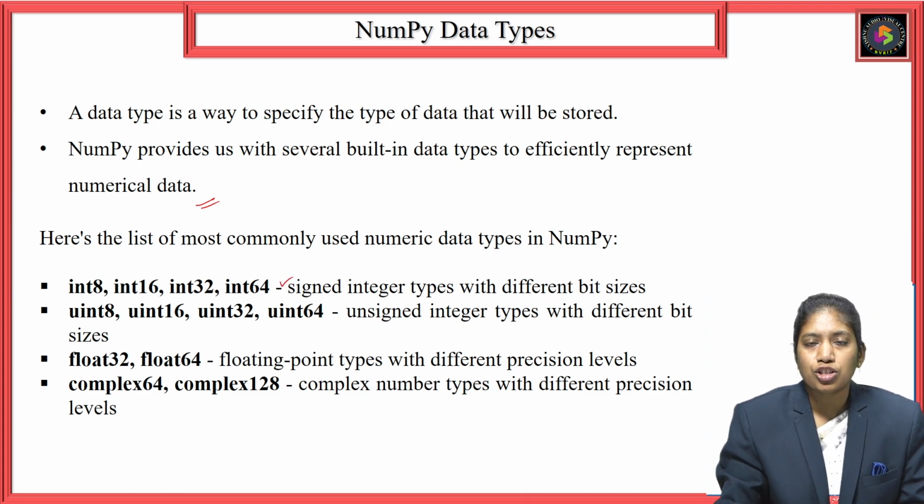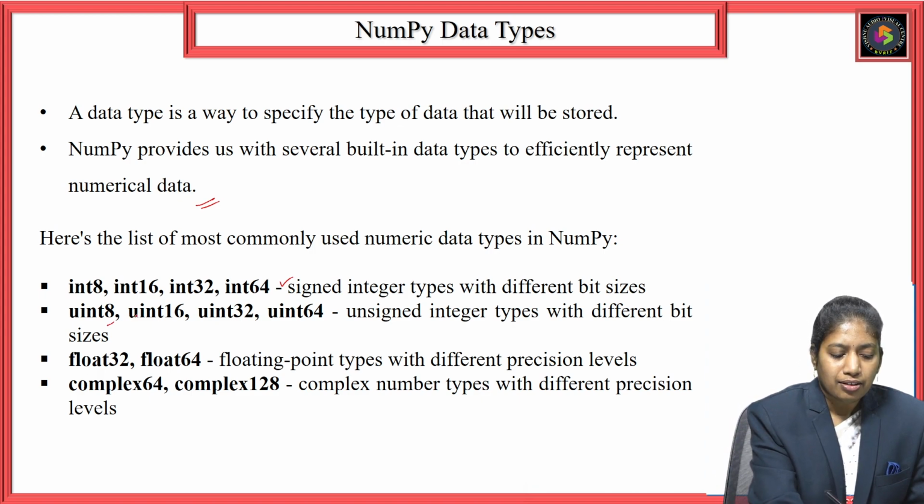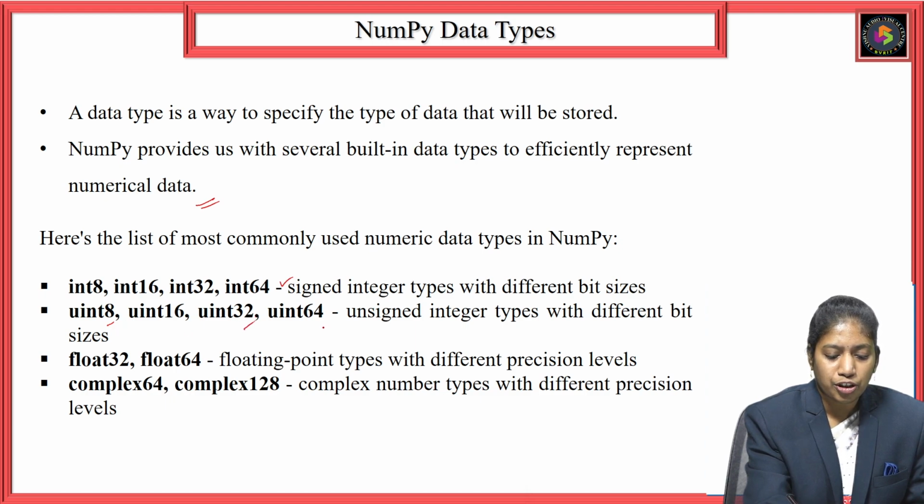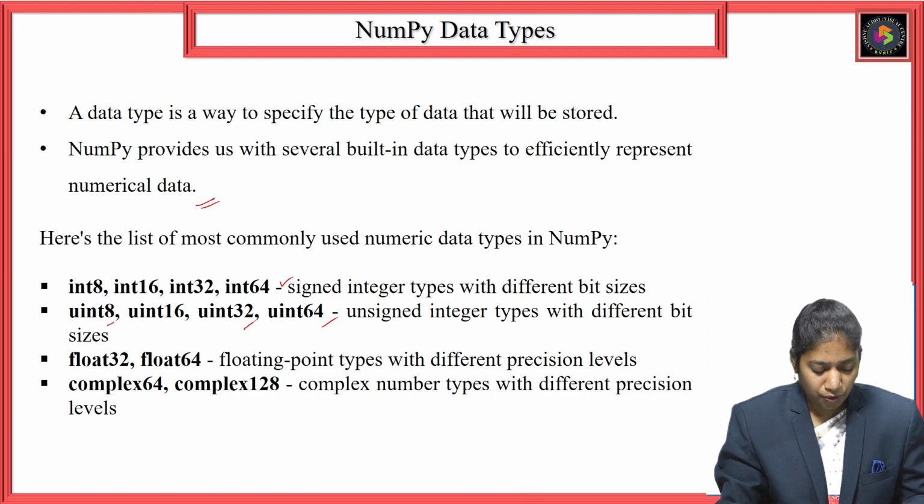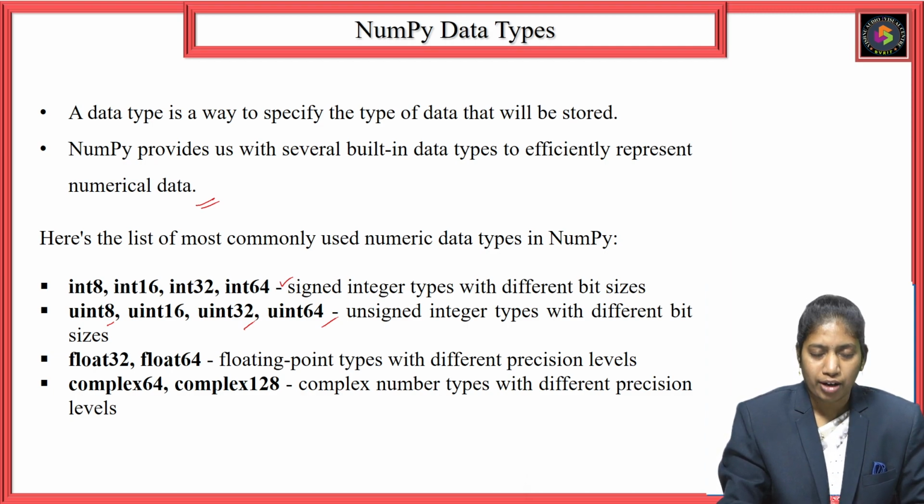These are the signed integers of different bit sizes. Like uint8, uint16, uint32, uint64. These are the unsigned integer types of the corresponding bit sizes. Float32, float64 are floating data types of the corresponding bit sizes 32 and 64. Complex64 and complex128 are complex data types of different precision values, that is 64 and 128.